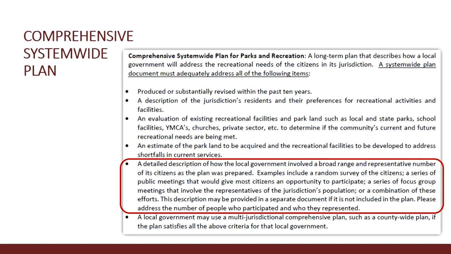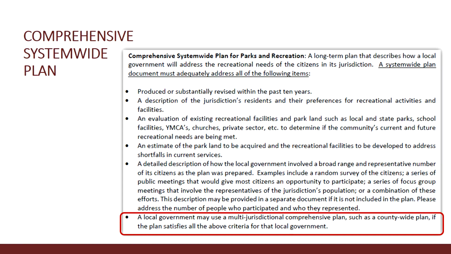A detailed description of how you involved a broad range and representative number of citizens in the plan as it was prepared. So hopefully your plan included the public involvement. There are different ways that can happen, in multiple methods. So make sure you address that. And then there are multi-jurisdictional comprehensive plans, like if there's a countywide plan and you're a municipality within that county. Some of those count if it satisfies all the above criteria.